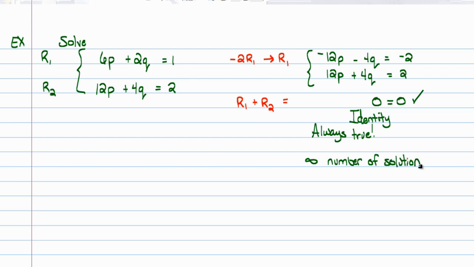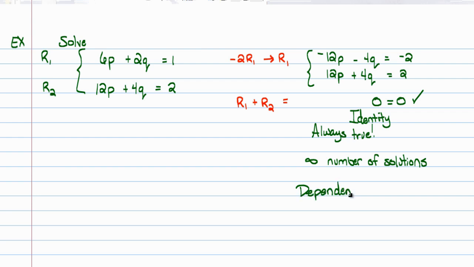And what does that mean? Let's recall some stuff that we talked about in a previous lecture. If you have an infinite number of solutions, in other words, any value for p and q will make this system true, that means that the two lines that you were to graph here are the same exact lines. So that must mean that this is a dependent system.